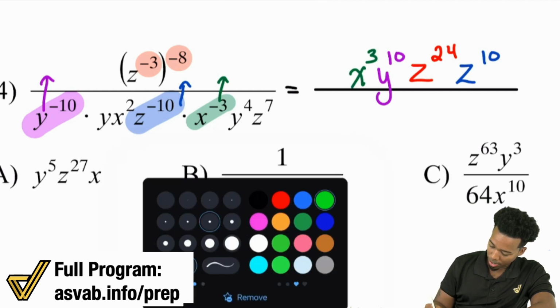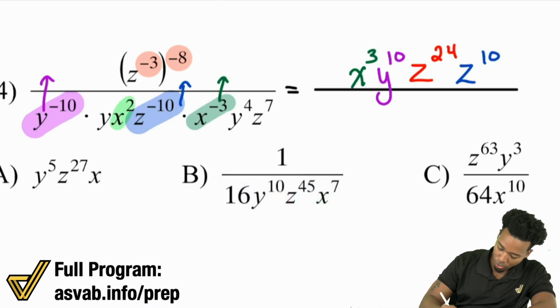Well, let's go ahead and grab a neon green. I see that x squared, not going anywhere. I can keep that exactly where it is. There's nothing else that combines with it.